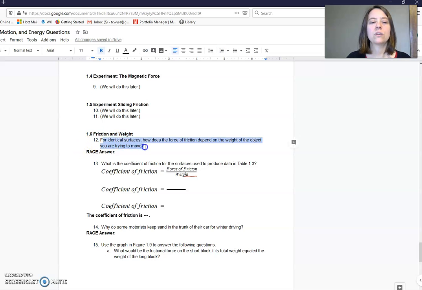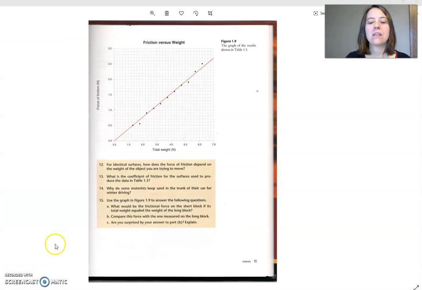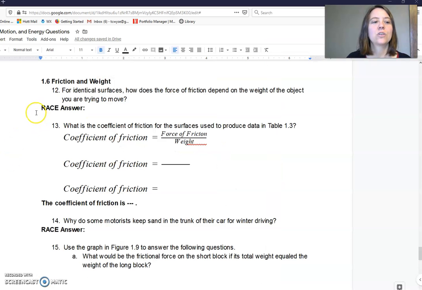For number 12, for identical surfaces, how does the force of friction depend on the weight of the object you are trying to move? Referring to our graph on page 15, when the weight increases, what happens to the force of friction? For number 12, please use a RACE answer, restating the answer in the question, and tell me how the force of friction would change if the weight increased.